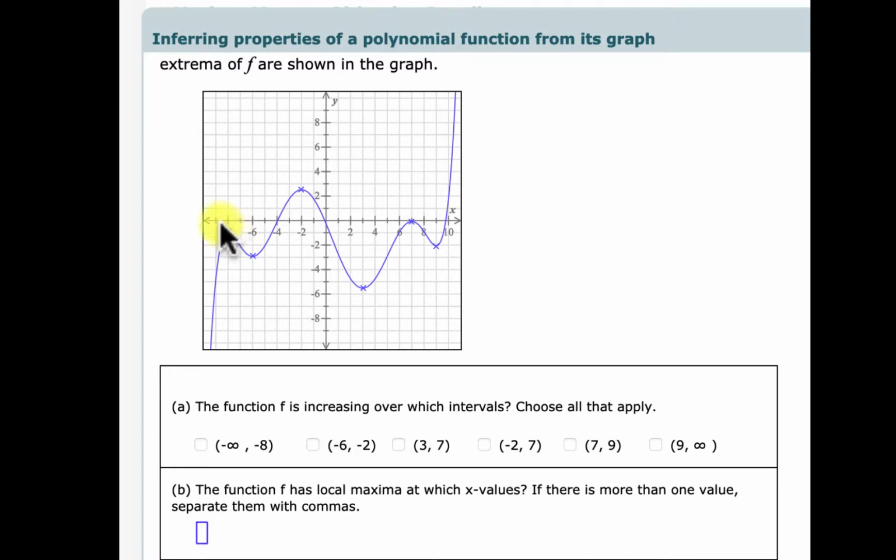And then I look for where it starts increasing again. So here's the bottom of a hill, and it's increasing until the top of the hill. The x value here is negative 6. The x value here is negative 2. And so it is increasing for all of the x's between negative 6 and negative 2.